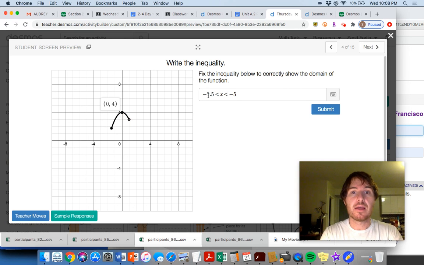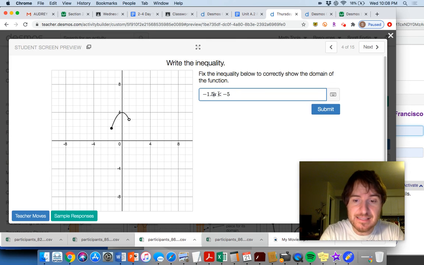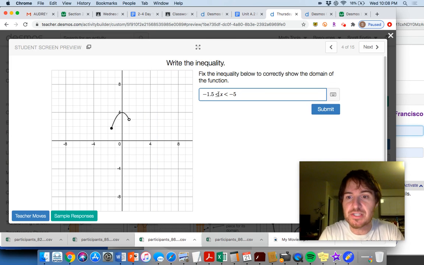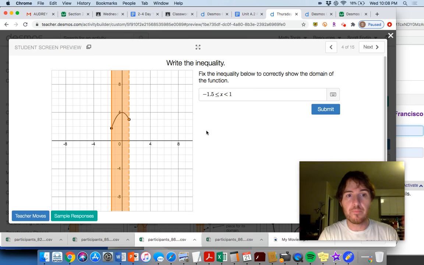So we need to do this. Negative 1.5 is less than X, or not less than. It should be less than or equal to. You can just type both at the same time. You can also go to the keyboard too. So if we do this, hit the keyboard right here, we have a less than or equal to symbol right there, or greater than or equal to symbol if you need it. Okay, it's less than or equal to X, which is less than 1. Boom, there we have it.